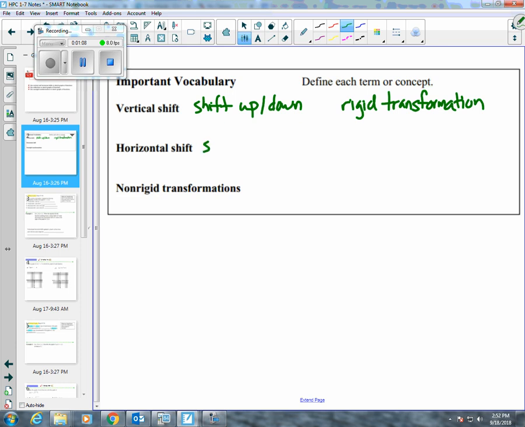Horizontal, it's the same kind of idea. We're shifting either left or right though. So it's a left or right shift, and that is also a rigid transformation. The entire picture moves left or right, but it stays the same size and shape.